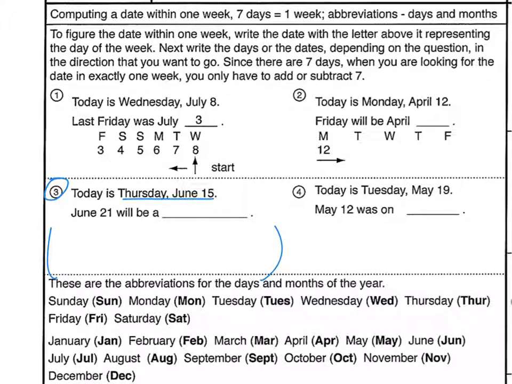Today is Thursday, June 15th. June 21st will be, so I'm going to start here by putting a Thursday and putting the 15th right here. You have to start on the left. Don't go backwards on this one because we're going forwards to the 21st. Then I'm going to write 16, 17, 18, 19, 20, 21. Did you do that? Did you start with those numbers first?